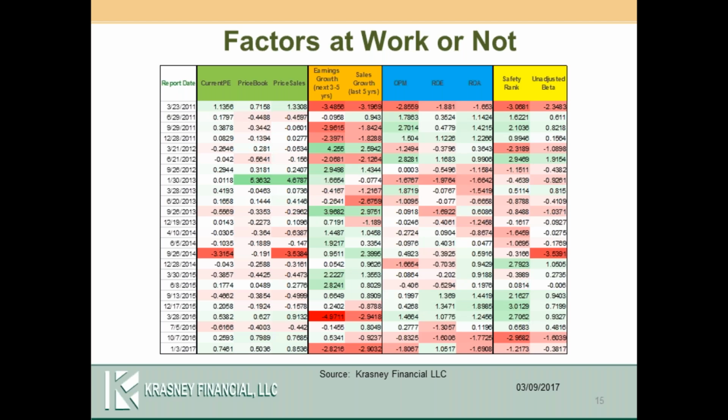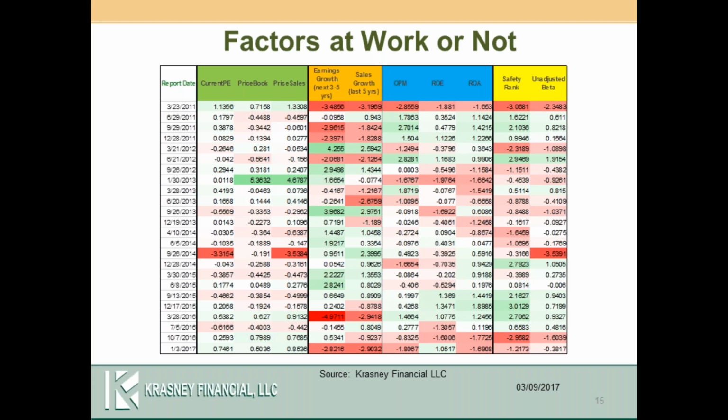On this slide, we're looking at factors and which factors work and which don't. We color-coded the columns, so you see the green columns are your usual value factors: price to earnings, price to book, price to sales. Then we have a couple of growth factors, earnings growth and sales growth. Then we have a few quality factors: operational profit margin, return on equity, return on assets. And then we also have a couple of safety factors in yellow.